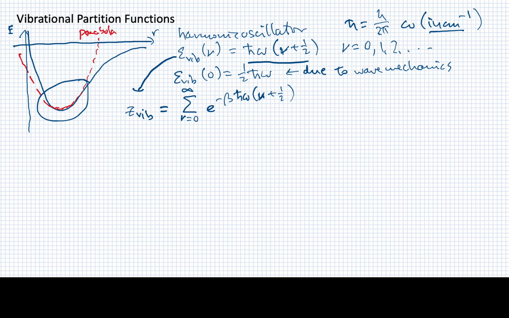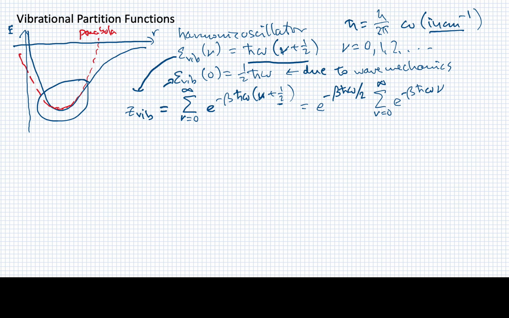Now, one thing I want to do is separate out this 0 energy from this, and I can do that by basically writing e to the minus beta h bar omega over 2 out front. Then the stuff that's in the summation is only the stuff that depends upon the quantum number V. All right, so it looks something like that.